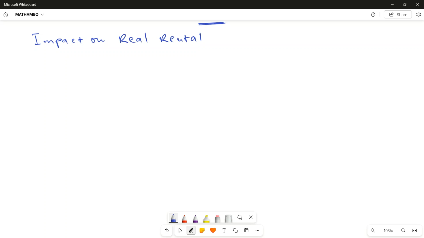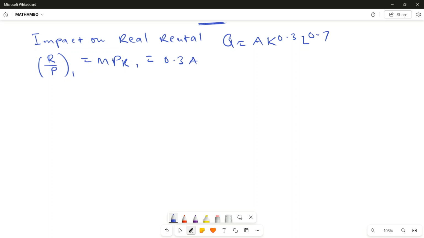Okay, on the real rental, we'll have to get R over P1, which is just the marginal product with respect to capital. Since our production function is A K to the power 0.3, labor to the power 0.7, this will just be 0.3 A K to the power minus 0.7, then labor to the power 0.7. This is before the increase in capital.